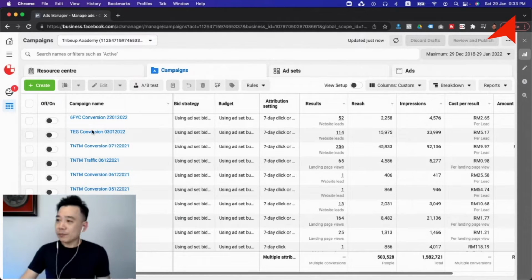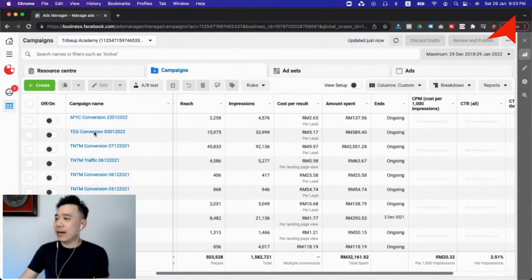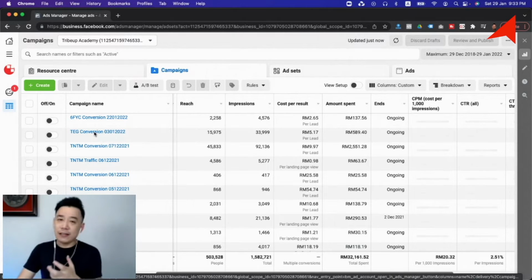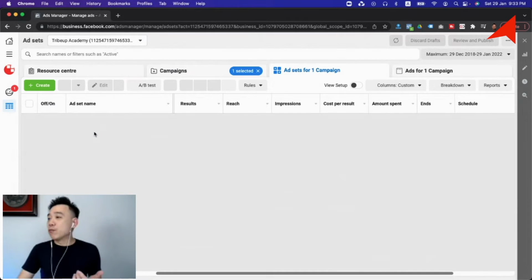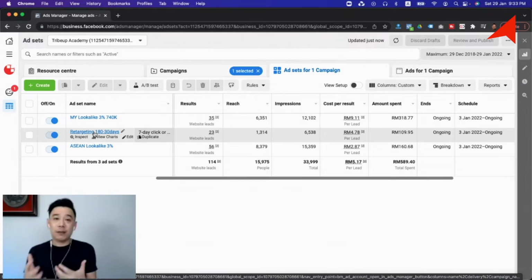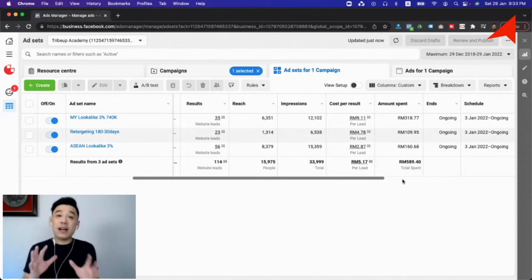Basically, I'm going to choose one campaign to analyze. Let's say this is the campaign that I want to use for analyzing. For each campaign, you may have different ad sets. So you want to look at the performance of each ad set to find out which one is performing better than the others, so that you can have a better idea about how to make adjustments. If you need help understanding the basic fundamentals of the metrics, I actually did another video explaining all these basic metrics that we are talking about.